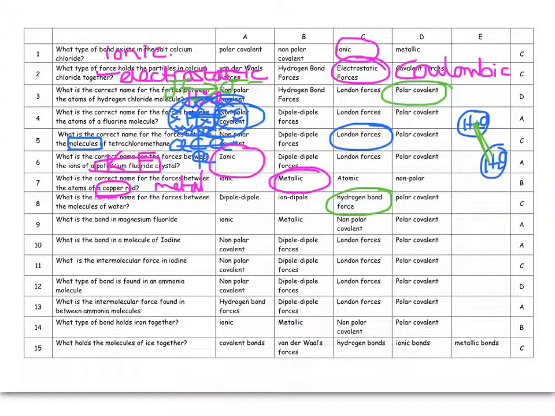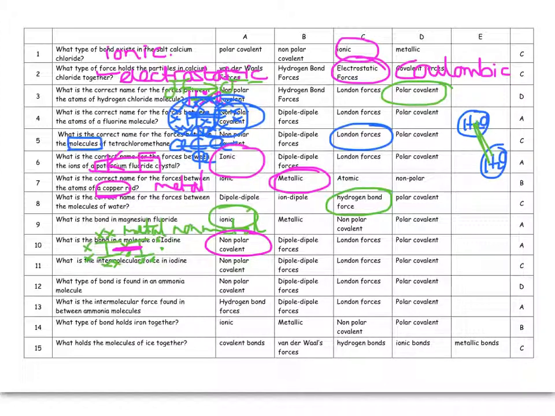What is the bond in magnesium fluoride? Metal, fluoride, non-metal, and therefore we are in an ionic bond once again. What is the bond inside a molecule of iodine? Iodine is held together by a non-polar, because it's two identical atoms, non-polar covalent bond. The atoms hold together by a non-polar covalent bond.